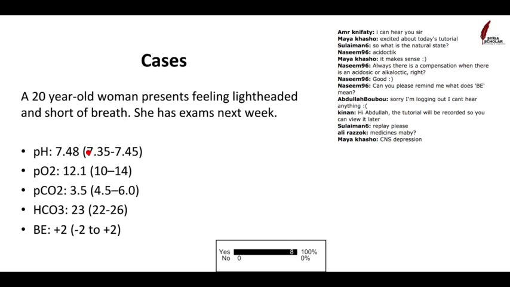So first step, pH is alkalotic. It is explained by the CO2, so this is a respiratory alkalosis. Is the pH explained by the bicarbonate? So the answer is no. The bicarbonate does not explain the pH because the bicarbonate is low and the patient is alkalotic. When you have a low bicarbonate, you should become acidotic. So this pH is definitely being caused by the fact she's breathing too much. She's hyperventilating.